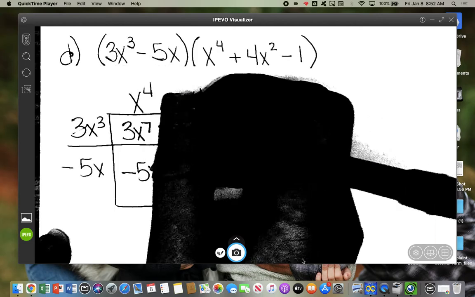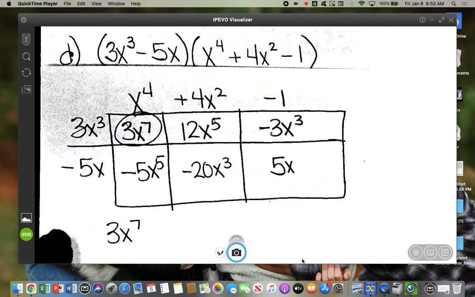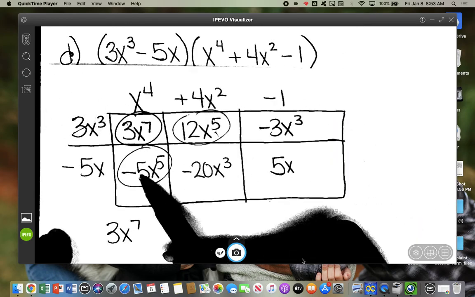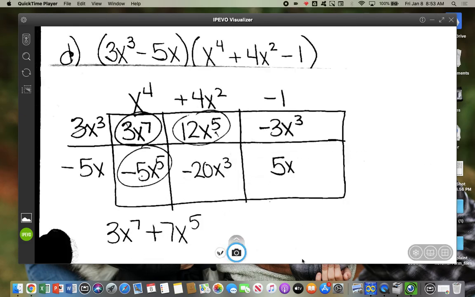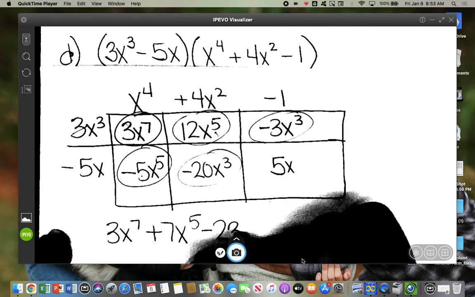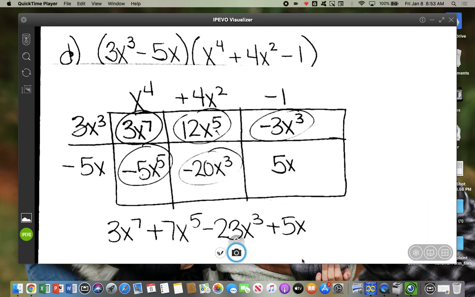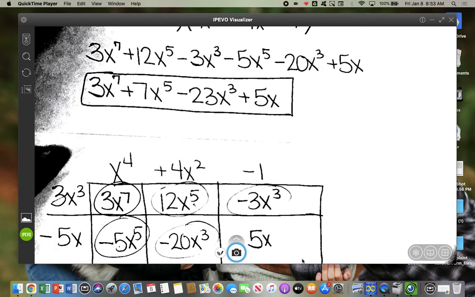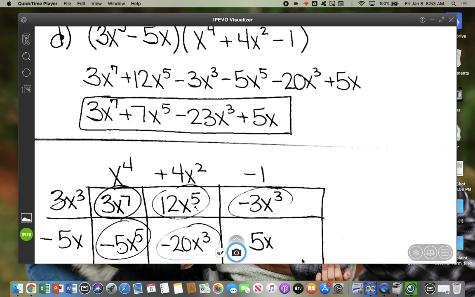So then you would just write, all right, that's the highest power, so that's 3x to the 7th. Then these two would be like terms next. 12 minus 5 gives me 7x to the 5th. And then you can combine those. 23x cubed. And then your positive 5x. Are the exact same numbers in the boxes as you get when you distribute?